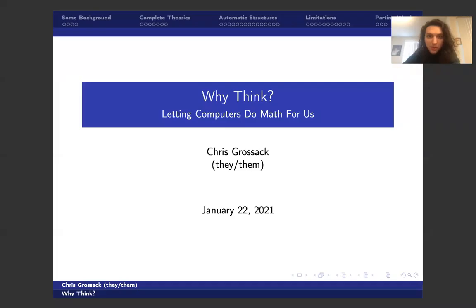Okay, cool. So welcome everyone. This is going to be "Why Think, letting computers do math for us." So the idea is going to be to talk about various what are called decidability results in logic. And decidability is about taking sentences in some logical system and deciding whether those sentences are true or false. And so we're going to talk more about the specifics of what that means. But you can imagine this is a very powerful technique.